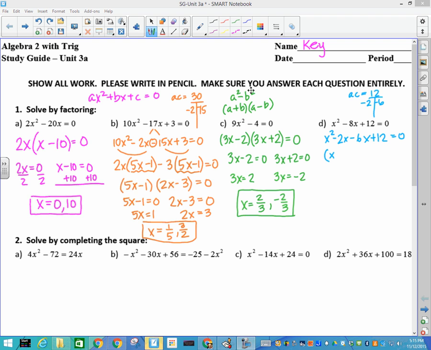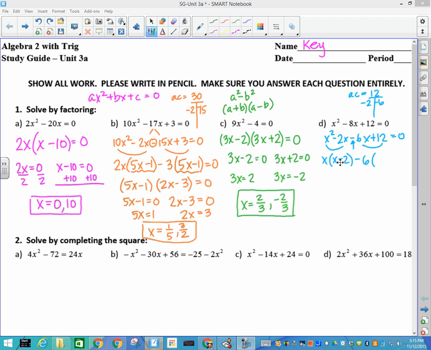I got to group, my bad. So group those. We always use that sign between them. These two have a common x, leaving me with x minus 2. Take down the minus sign. These two have a 6.